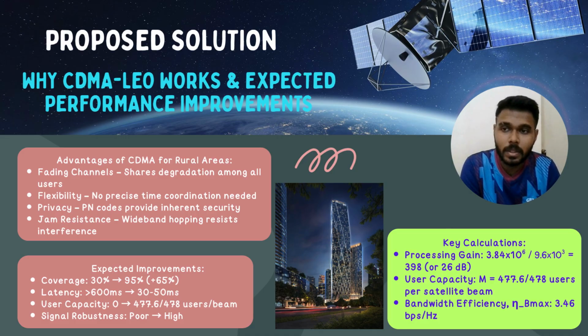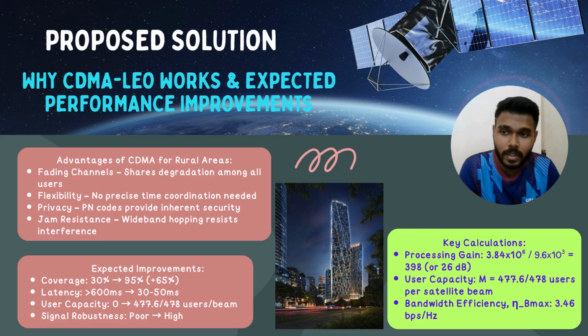CDMA, which is Code Division Multiple Access, offers four critical advantages for rural areas. First, fading channels. In rural areas with vegetation and terrain variation, CDMA shares signal degradation among all the users rather than crippling a single user like in the FDMA world. Secondly, flexibility. No precise time coordination is required, which is ideal for remote users with varying propagation delays. Third, privacy. PN codes provide inherent security critical for emergency and agricultural data. Fourth, jam resistance. Frequency hopping over a wide bandwidth resists interference and natural noise.